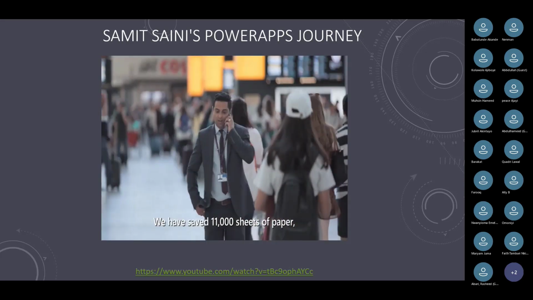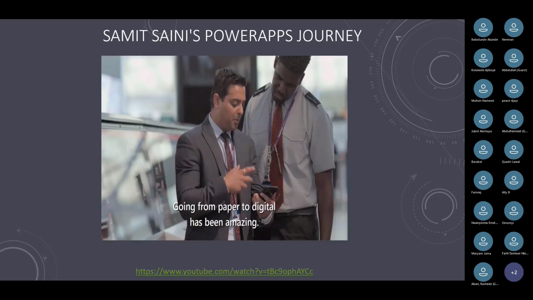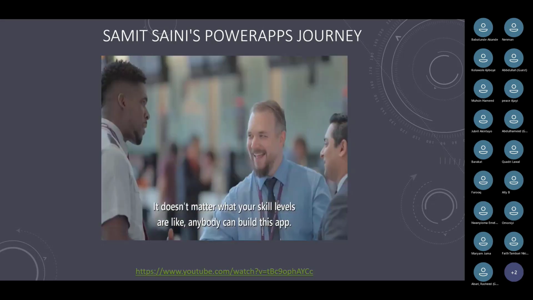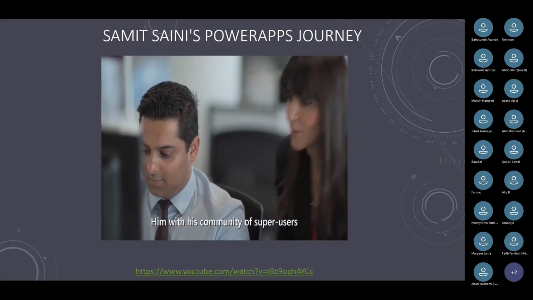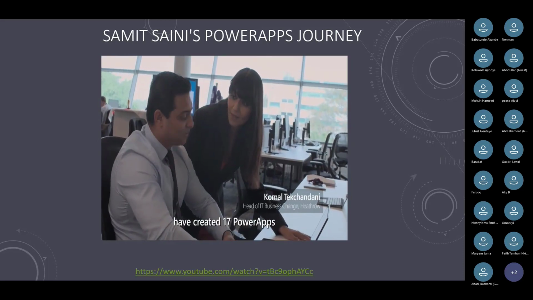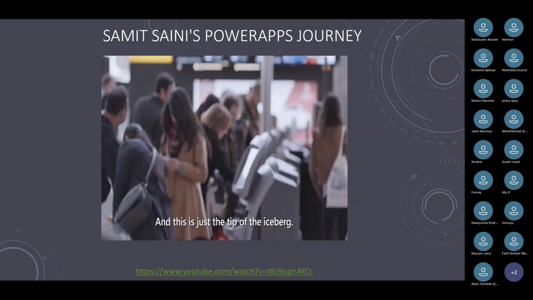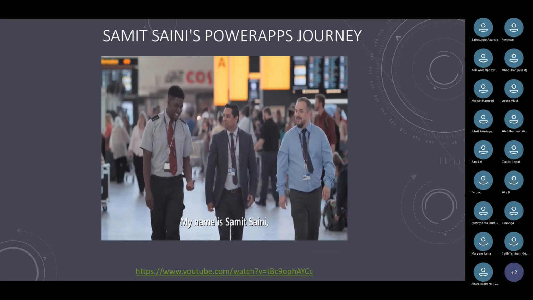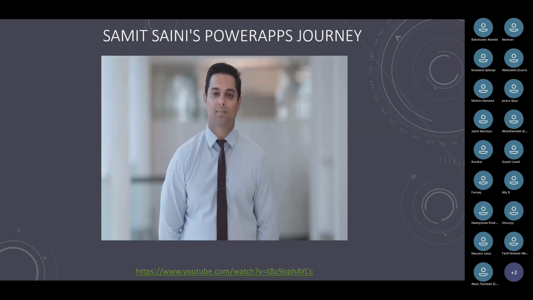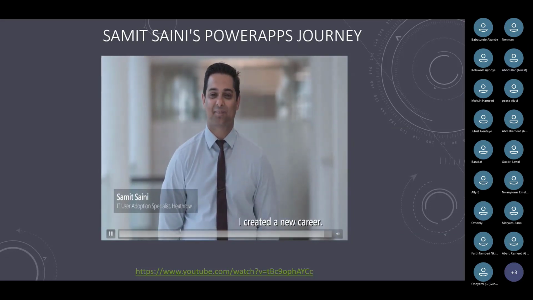We have saved 11,000 sheets of paper and saved around 288 hours of manual input data. Going from paper to digital has been amazing. It doesn't matter what your skill levels are like, anybody can build this app. Him with his community of super users have created 17 Power Apps that are already being used across our airport. And this is just the tip of the iceberg. My name is Sam Ethani, and I'm an IT user adoption specialist at Heathrow. There's no limit of what you can create with new technology. I'll create a new career.